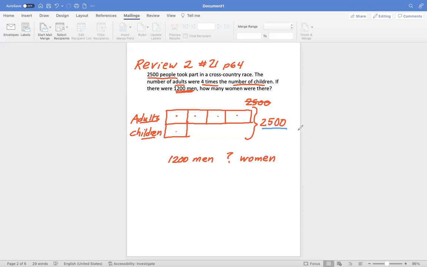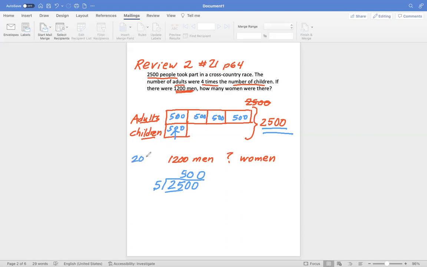So if we have all equal parts, how do I find a part if I have the whole? Well, if you have a whole and you're looking for a part, you're either going to subtract or divide. Since I have equal parts, of course, I'm going to divide. 2,500 divided by 5 equal parts would be 500 because 5 times 5 is 25. That means that each of these parts is 500. That means there's 500 children. That means there's 2,000 adults.